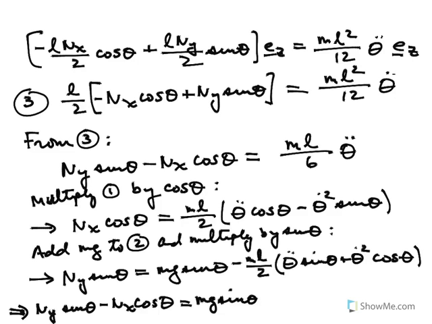Now look what winds up happening when you actually do this. Actually, I've got to multiply here by sine of theta. I forgot the sine of theta. And here I've got to multiply by cosine of theta.